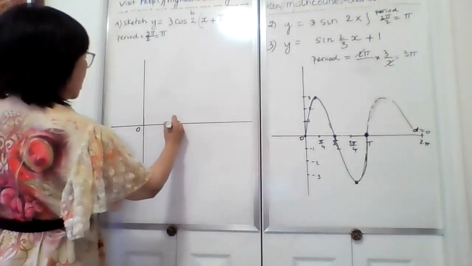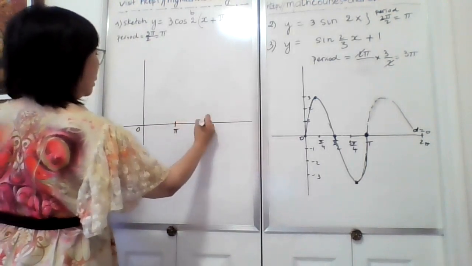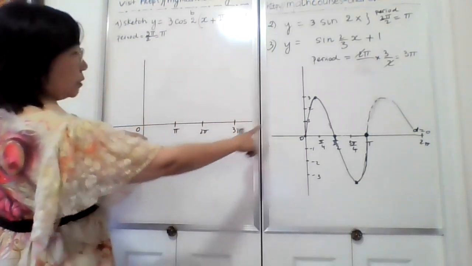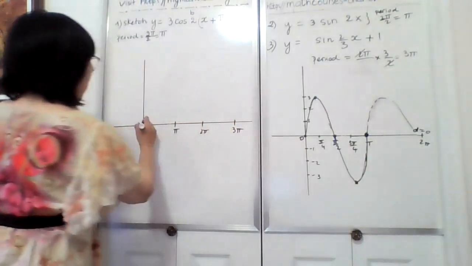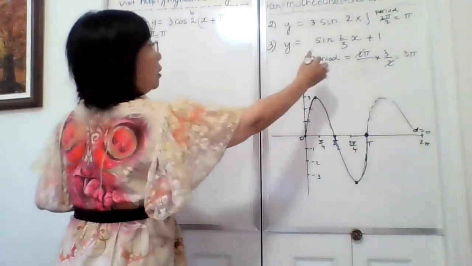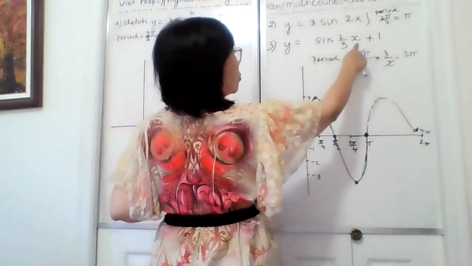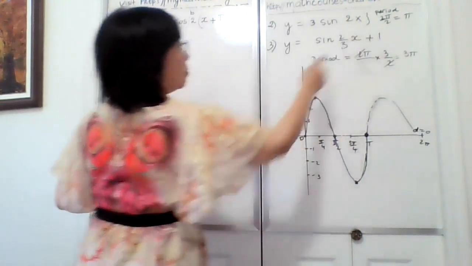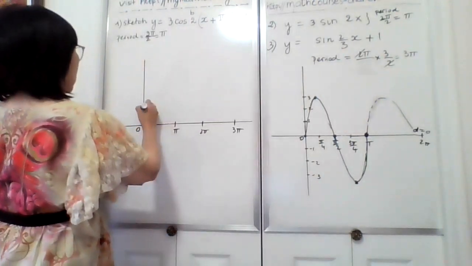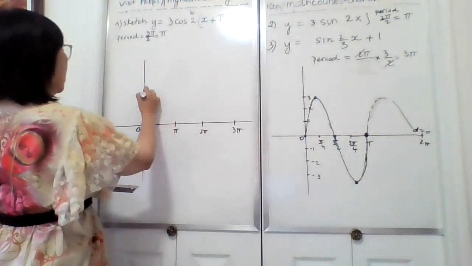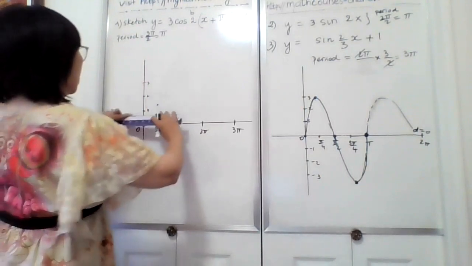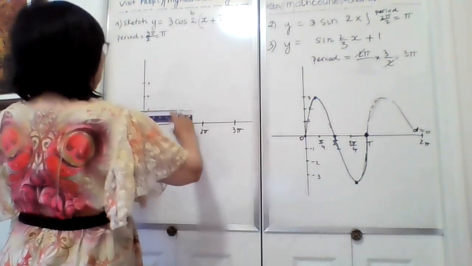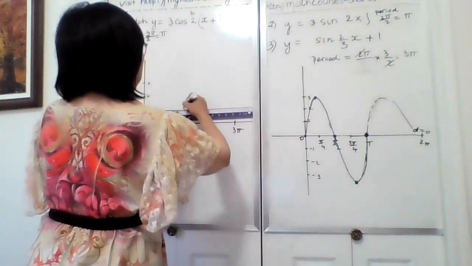Now I'm going to mark this is 1 pi, this is 2 pi, and this is 3 pi. Remember our period is 3 pi, right? So from here to here is our period. Now we don't have any horizontal shift, but we do have a vertical displacement up by 1. So let's say this is 1, this is 2, this is 3. So our displacement, instead of this line, now it will become here. We shift up by 1 unit.